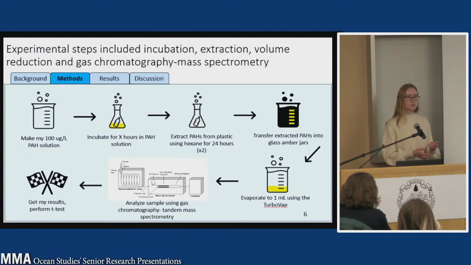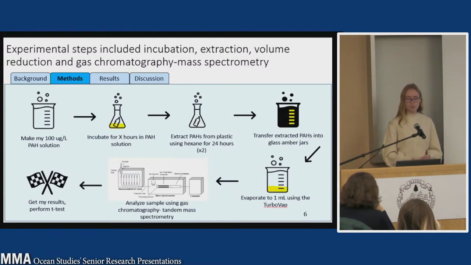I then extracted the PAHs out of them using hexane spiked with deuterated PAHs. And deuterated PAHs act as a tracer which can be used to adjust the amount of PAHs that may have been lost throughout the extraction process. So once I had my extract, I then had to reduce the volume of it using the TurboVap, which aids in evaporation by submerging the sample in a hot water bath and by blowing a gentle stream of nitrogen gas over the surface of it.